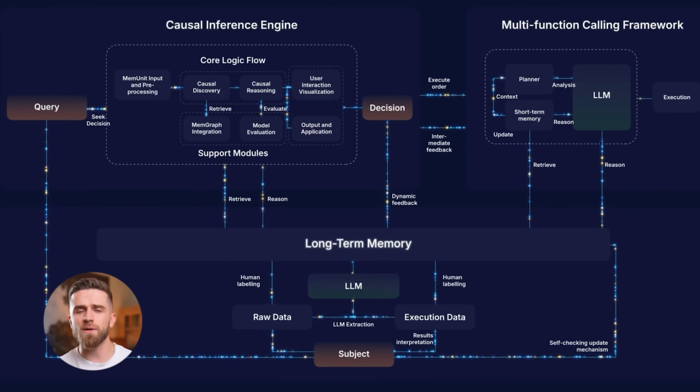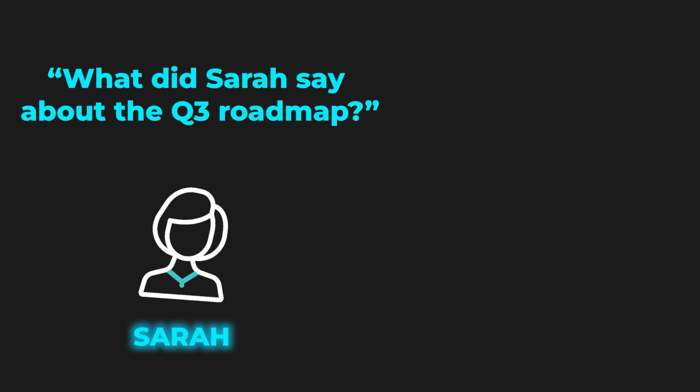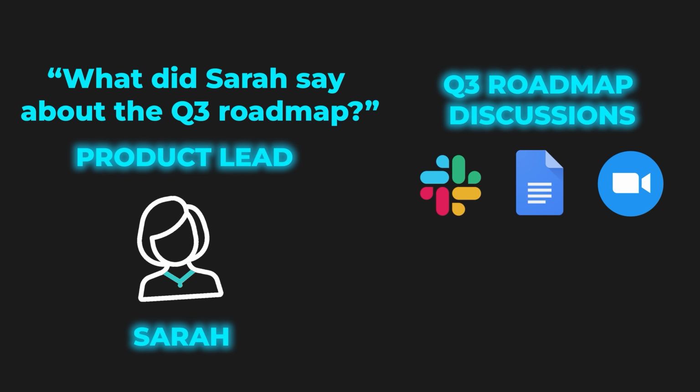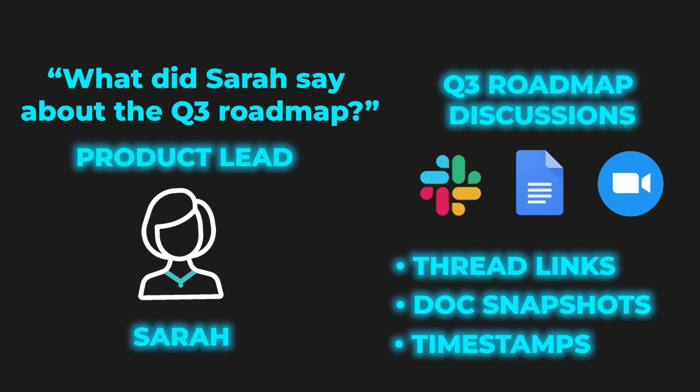Watch what happens when I ask, what did Sarah say about the Q3 roadmap? Tanka doesn't just search for keywords. It knows Sarah is the product lead. It knows Q3 roadmap discussions happened across Slack, a Google Doc, and a Zoom call transcript. It retrieves the full context: thread links, doc snapshots, timestamps, all cited, all traceable.